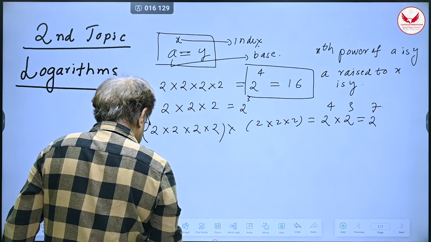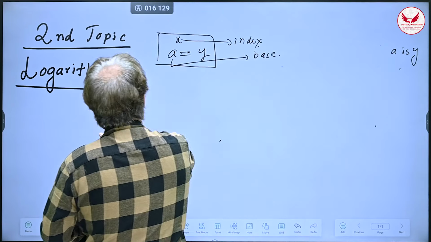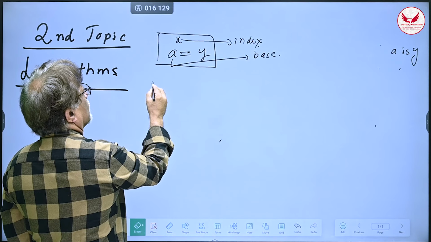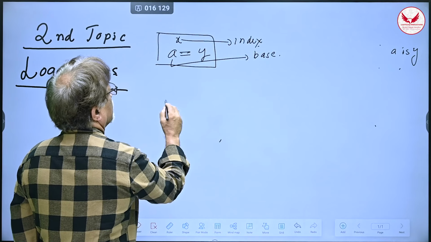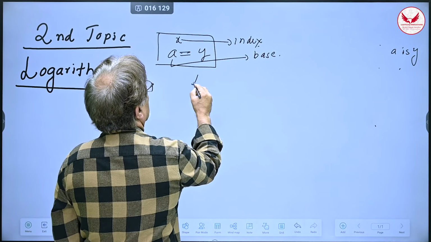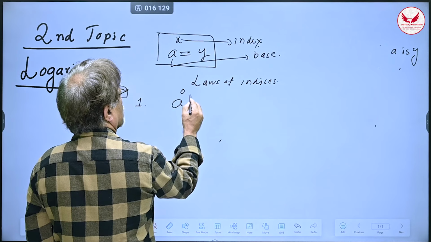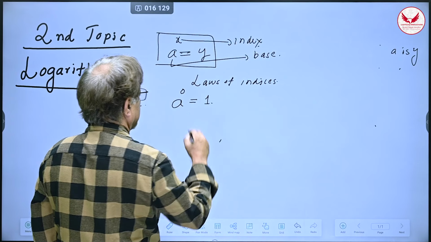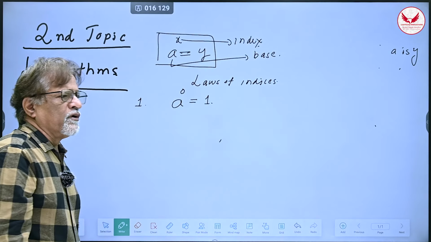Now let us see what are the laws of indices. Let us take a review of all the laws of indices. This chapter is not about indices, therefore I will be very brief about it. So let us talk about the laws of indices. What are the laws of indices? The very first law states that any number A raised to 0 is always equal to 1. The reason behind it I'll show you a little later. So A raised to 0 is 1.